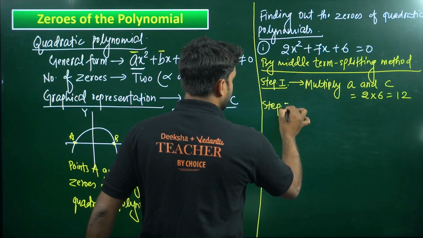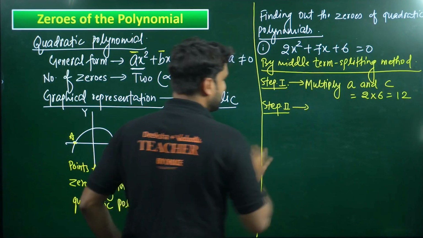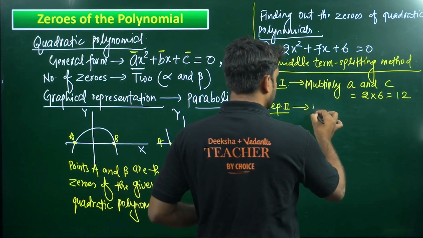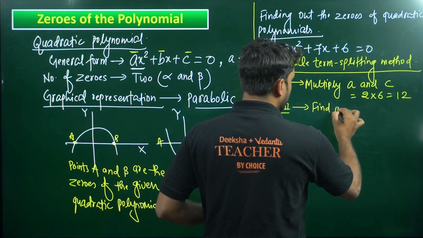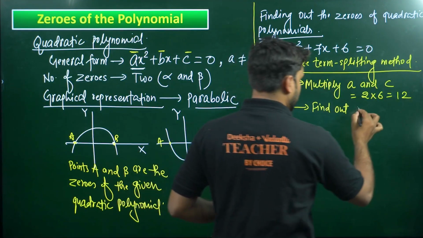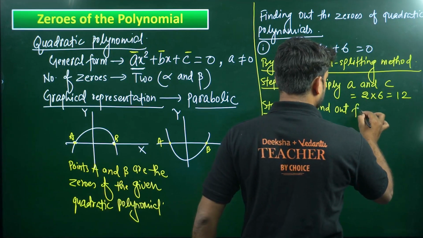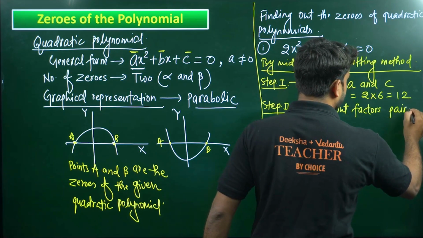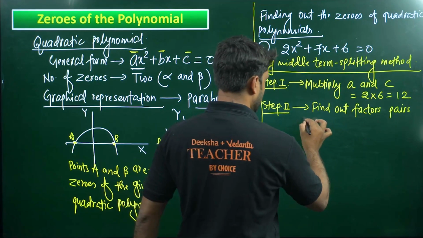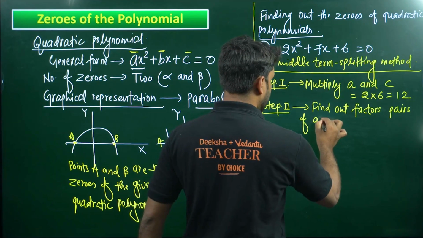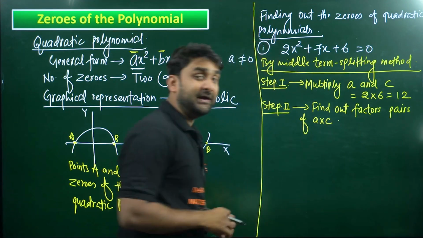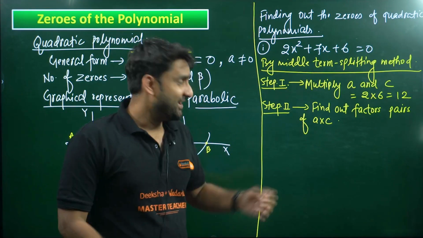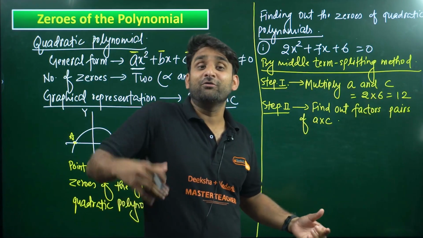Now step 2. Step 2 says to find out the factor pairs of A cross C. Find out factor pairs for A cross C. A cross C is 12. Now find out the factor pairs.